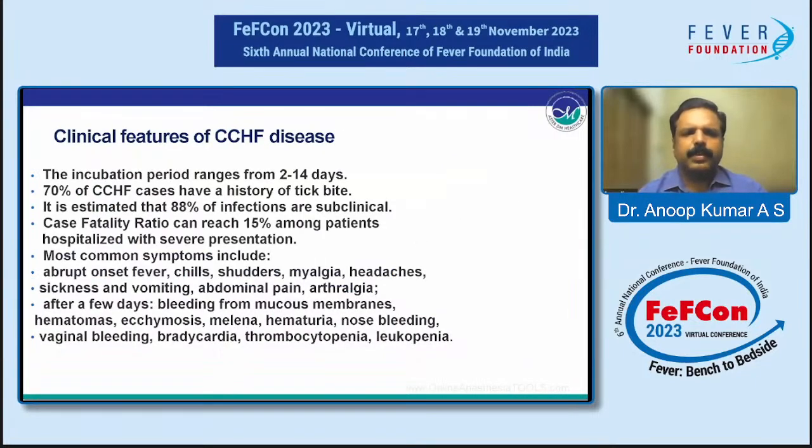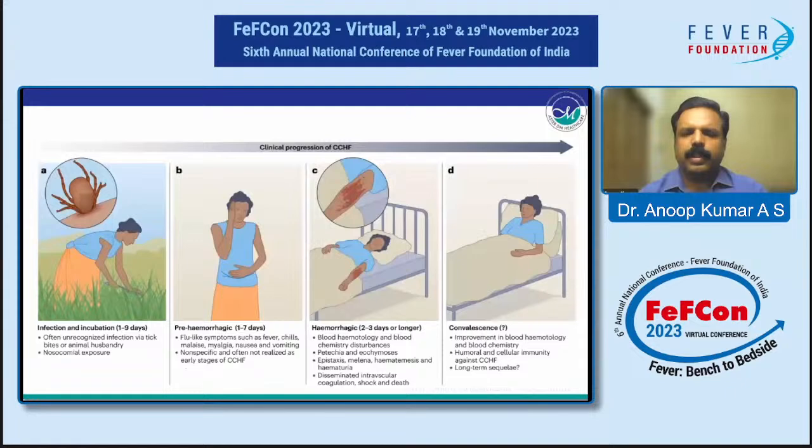Regarding the clinical features, the incubation period is usually 2 to 14 days, like almost all the fevers. 88% of infections can be subclinical, which is why you may miss many cases. The case fatality rate is slightly high, up to 15%. The common symptoms are abdominal pain, arthralgia, bleeding manifestations, bradycardia, thrombocytopenia, etc. So when patients have these symptoms with any history of contact with animals, or a history of travel, especially to African countries, we will have to think about these possibilities.